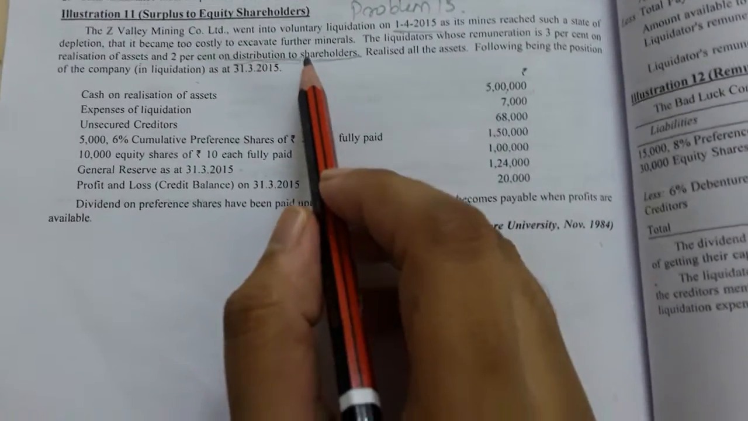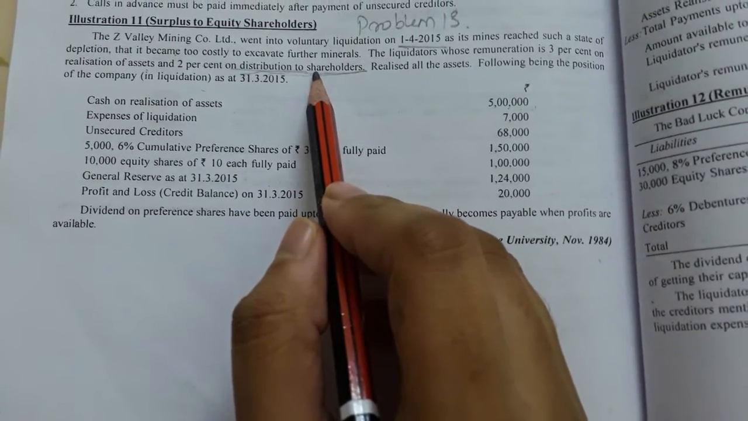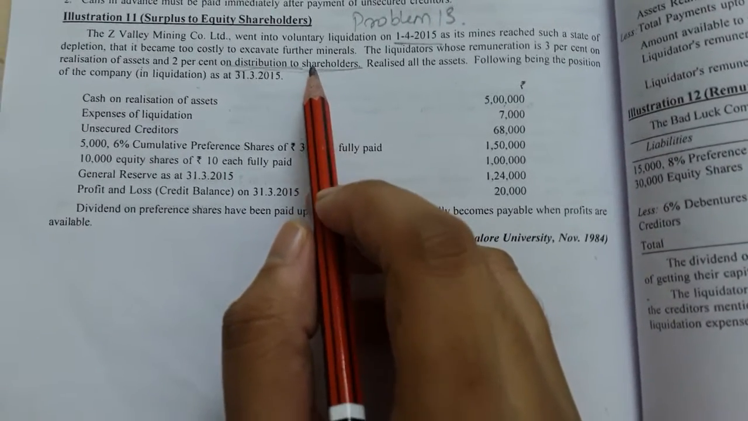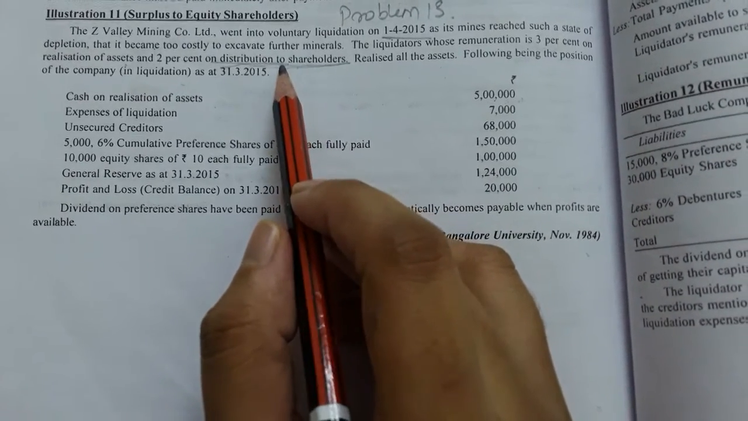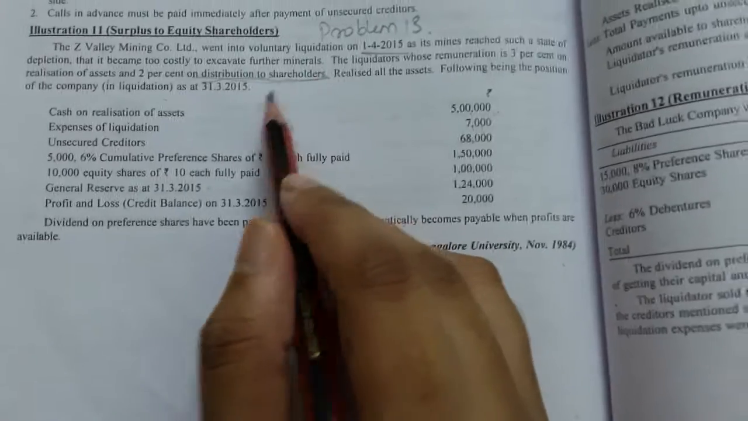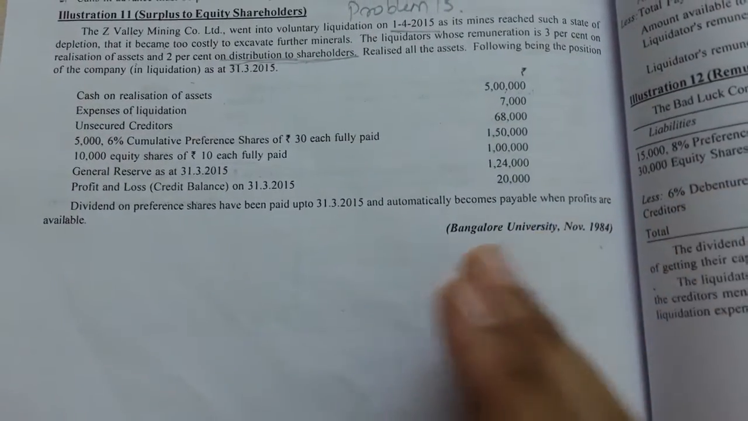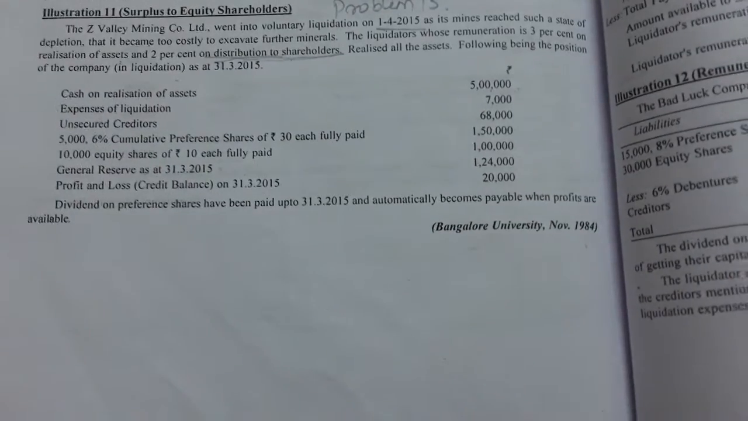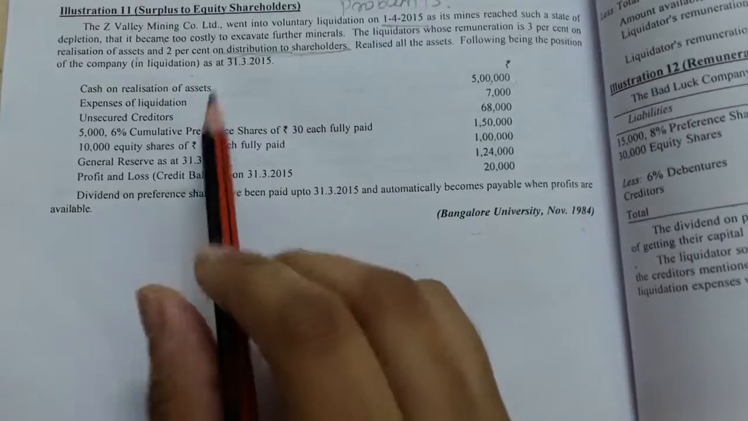So here, in the previous problems, we did everything only up to the unsecured creditors. Here there is one more thing: the liquidator's remuneration will be paid at 2% on the amount distributed to share capital, that is, equity shareholders. Any value remaining for the payment of equity shareholders, on that value there is a 2% commission to the liquidator.